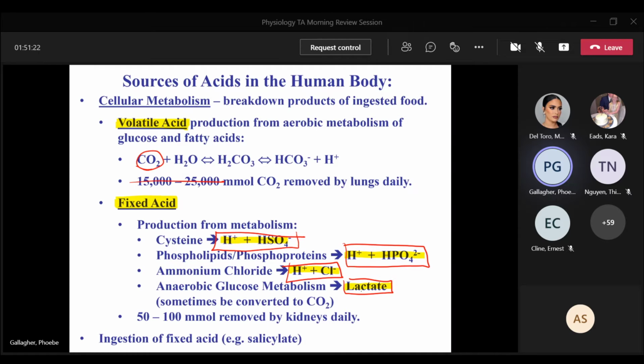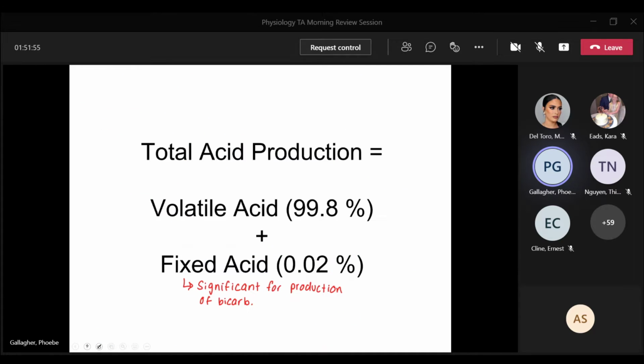Also know that sometimes lactate can be converted into CO2, so then it would also be considered a volatile acid that's removed by the lungs. Once again, don't worry about these numbers here. Just know the differences between the two. You can also ingest a fixed acid, and your kidneys would be responsible for removing those, such as salicylates, which are aspirin, for example. And other toxins can also lead to your kidneys' removal of those fixed acids. So you should be somewhat familiar with these examples.